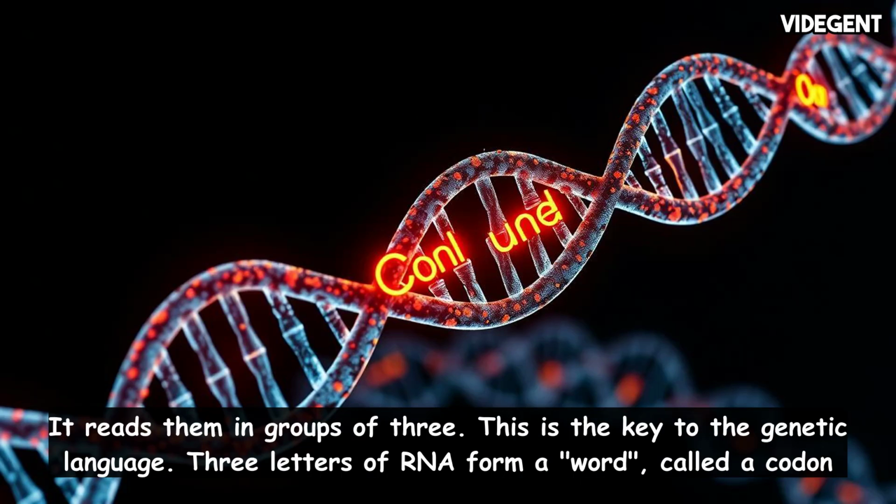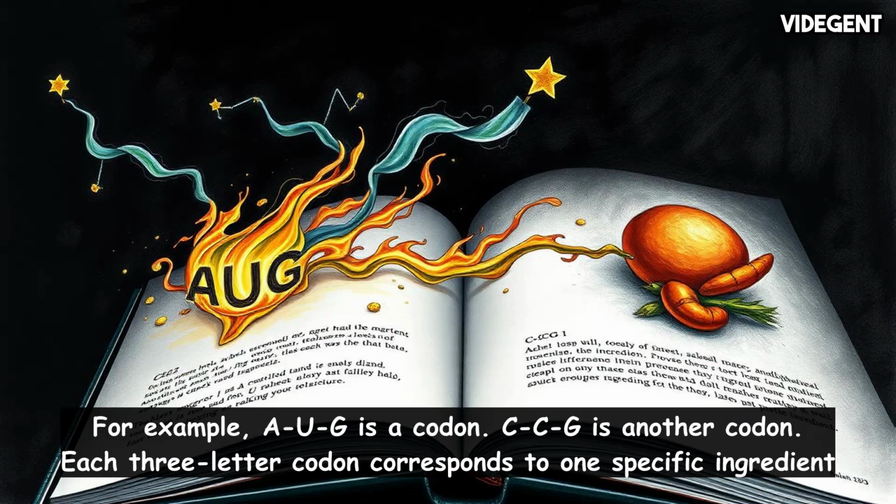It reads them in groups of 3. This is the key to the genetic language. 3 letters of RNA form a word called a codon. For example, AUG is a codon. CCG is another codon. Each 3-letter codon corresponds to one specific ingredient.